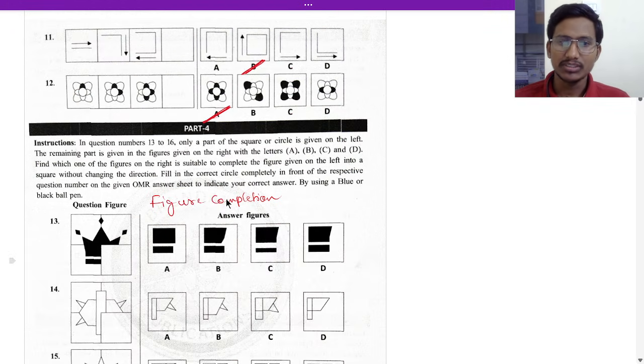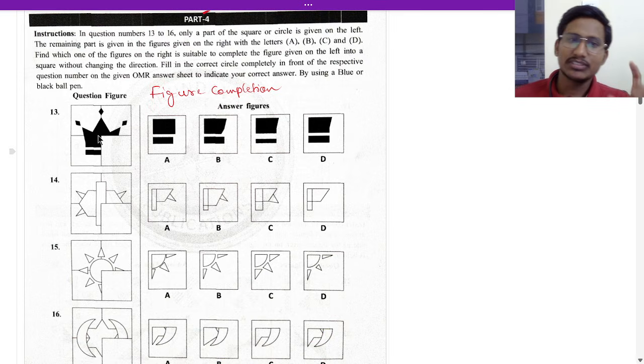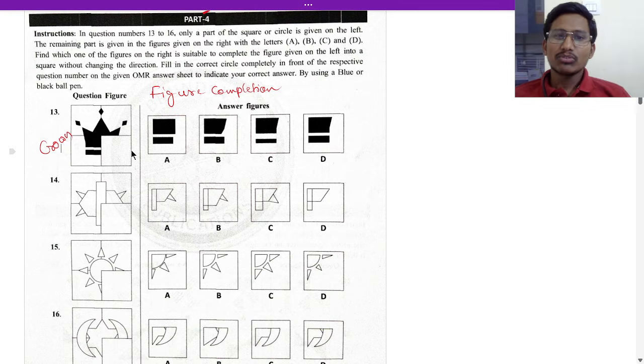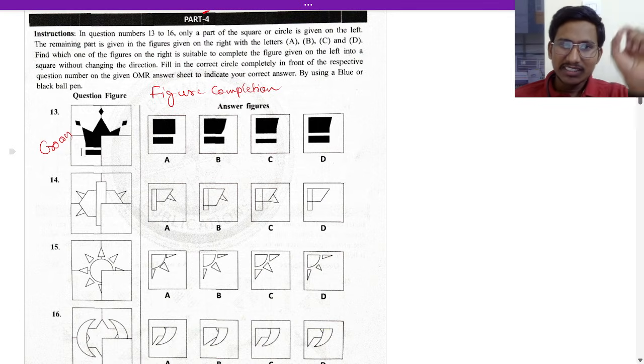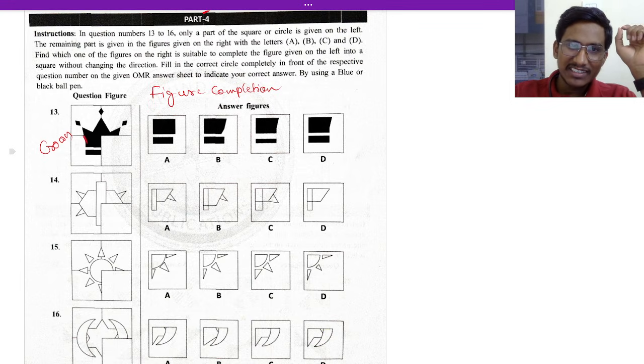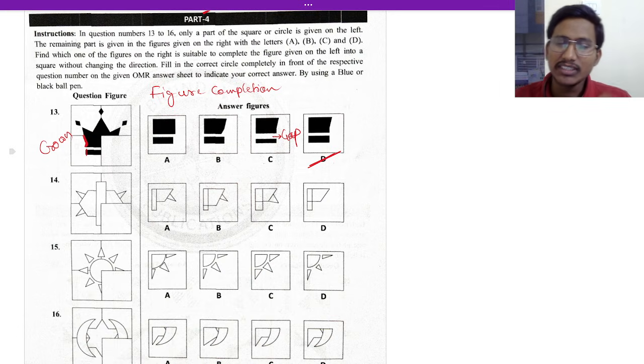Okay, next part 4. This is a crown, this is a crown, right? We have to complete that. If you want to complete that, what answer will come? If you see here, there is a little slant here, and then there is one. The same way it will come. So the answer will be option D, because there is more gap here. So the 13th one is option D.